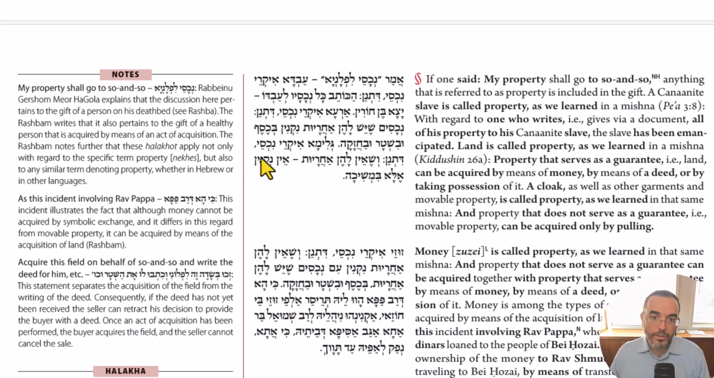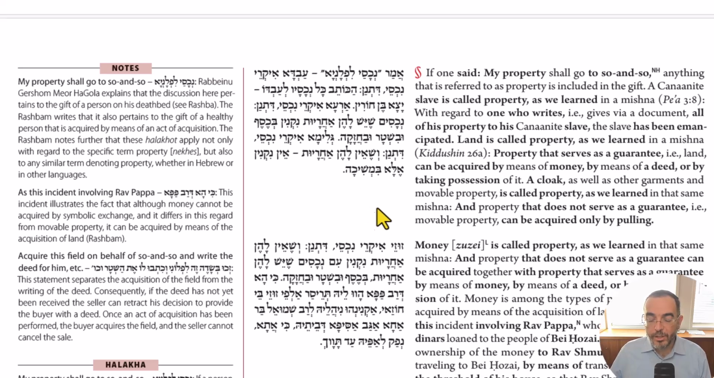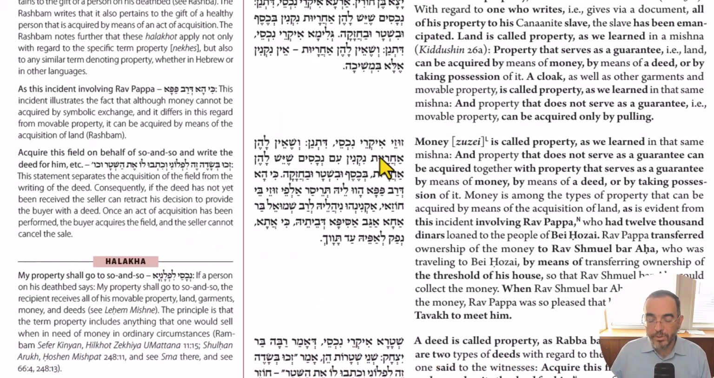Clothing is called nechasim, ditnan, v'she'en lahem achrayut en niknin ela b'meshicha. Whereas items that cannot be used as a guarantee can be acquired by pulling. So that would mean like a cloak, garments, all kinds of things like that, that you would pick up and take with you are called nechasim. So that is referring to clothing and movable items. Zuzeh ikre nichse ditnan, v'she'en lahem achrayut niknin im nechasim.